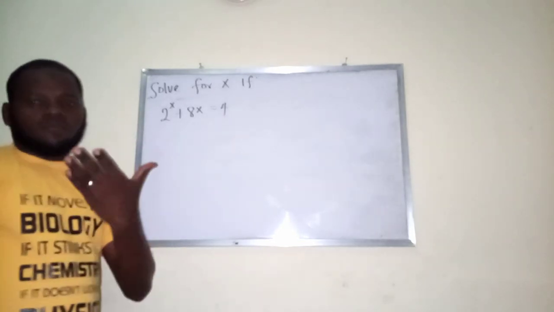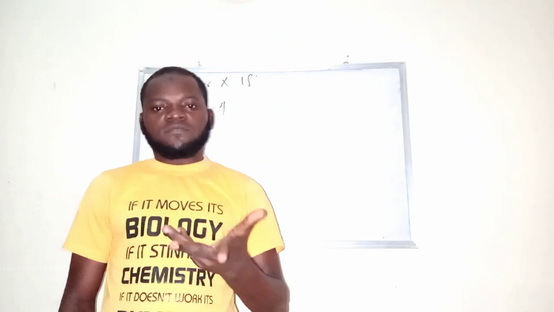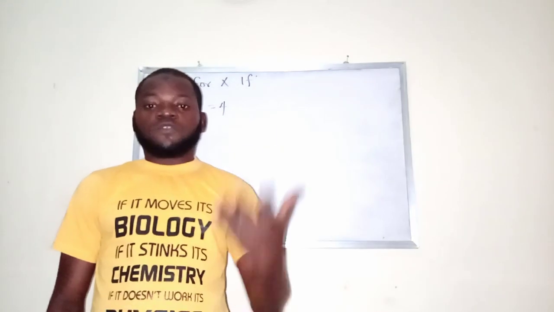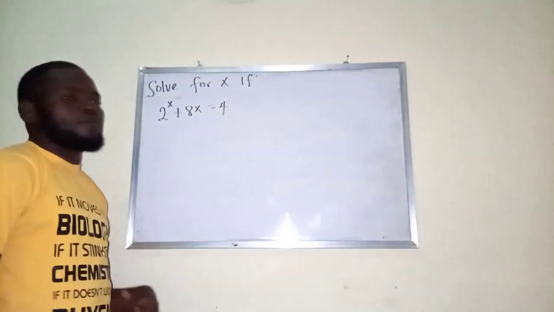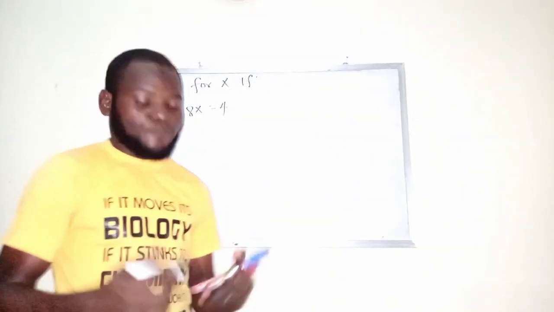Now guys, you recall that whenever we are looking for the value of an unknown in a given equation, we make that unknown the subject of the formula. Now, how can we make x the subject of the formula here? I would like you to quickly recall something before I proceed.